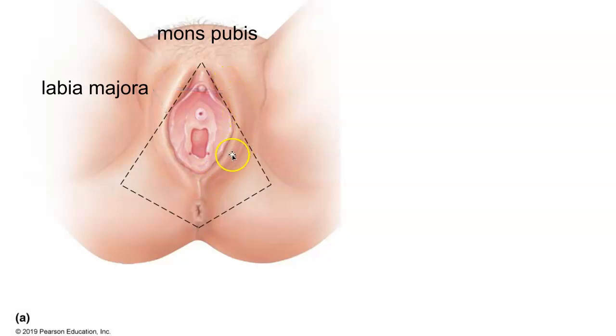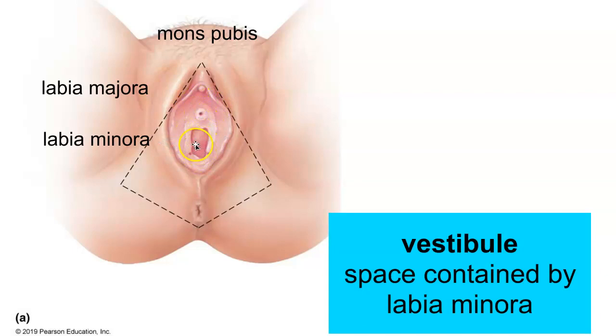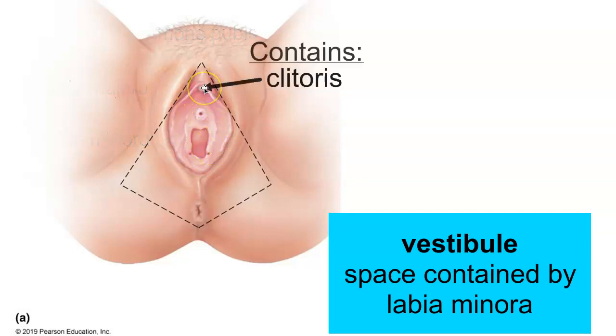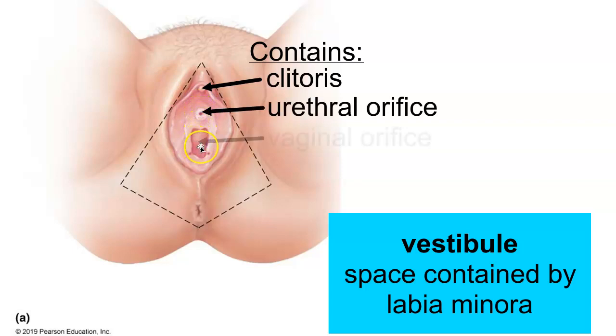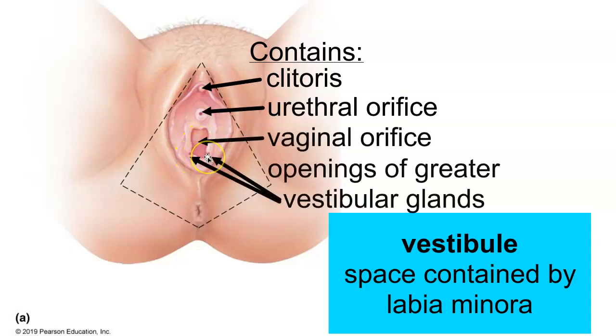Just medial to labia majora are two smaller folds. These are called labia minora, and labia minora enclose a space. This open space where the vagina opens into is known as the vestibule. And so looking at the structures in the vestibule, the clitoris is most anterior, and then moving posterior, we can see the urethral opening, and then the vaginal opening. We can also see the openings to the greater vestibular glands.